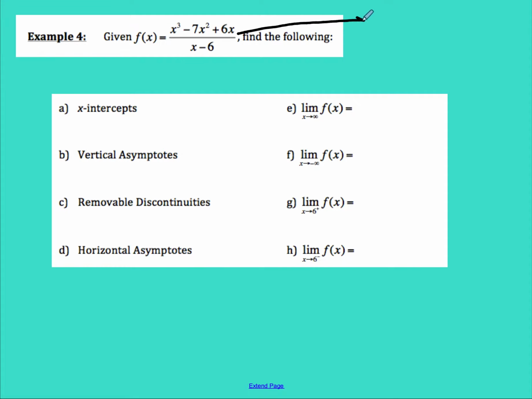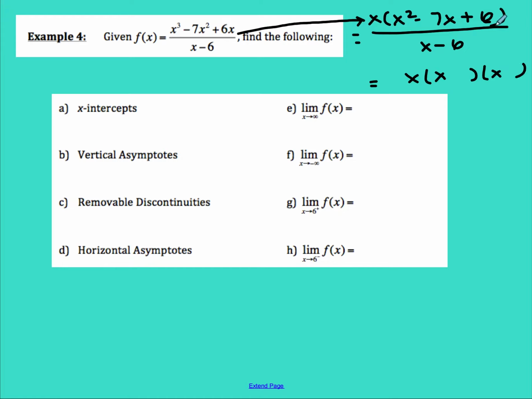To make it easier, I'm actually just going to factor this right away. So it has a GCF of x, so I would have x squared minus 7x plus 6 all over x minus 6. And then I'm going to try and factor this trinomial in here. So I will have x, and I need numbers that multiply to 6 and add to negative 7. So negative 6, negative 1, all over x minus 6.